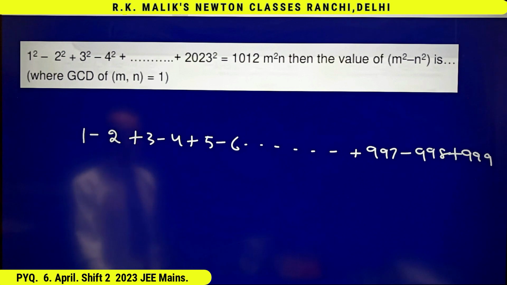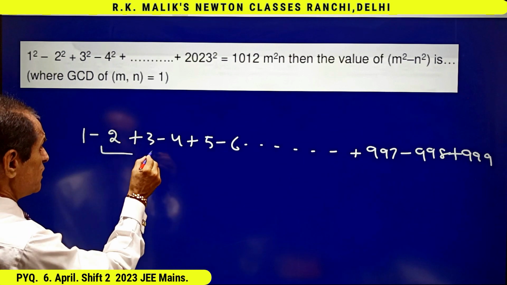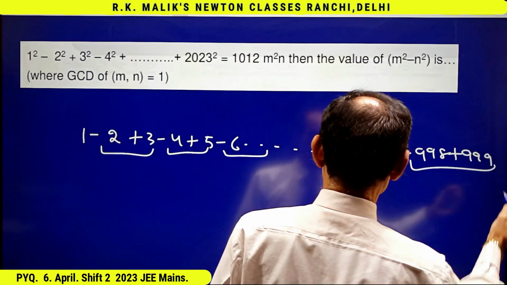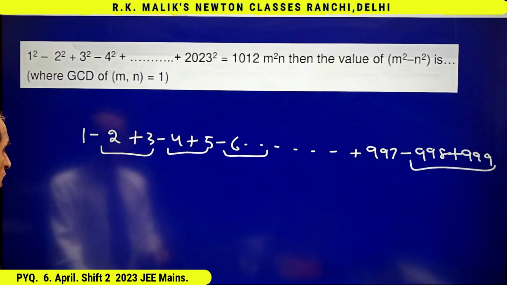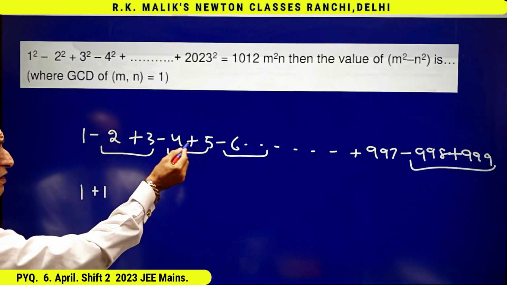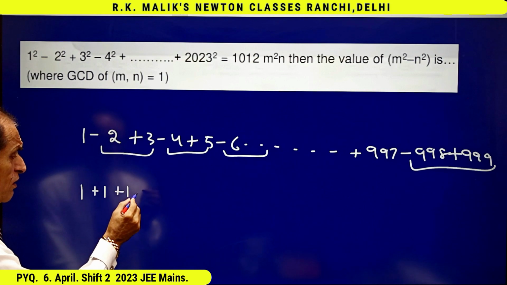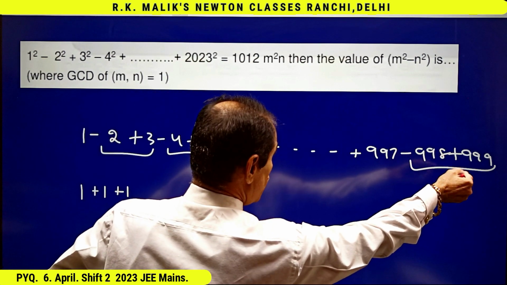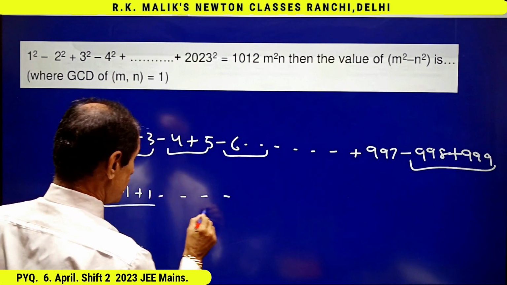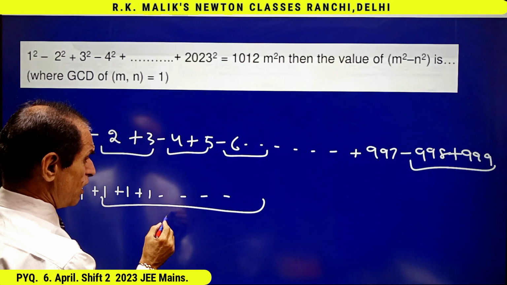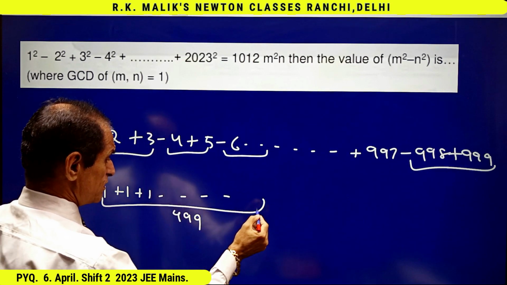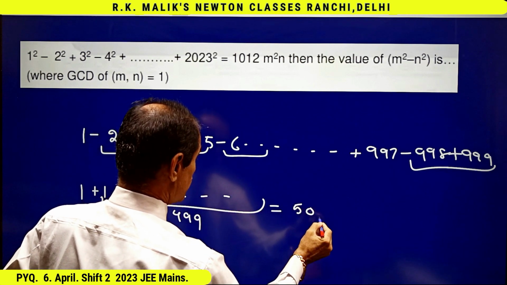An even slightly better way is to start pairing in this way, keeping one aside, 1. The value of this pair is +1. The value of this pair is again 1. In this way, the value of each pair is 1. Therefore, the number of pairs will be half of 998, that is 499, plus 1, that is equal to 500.